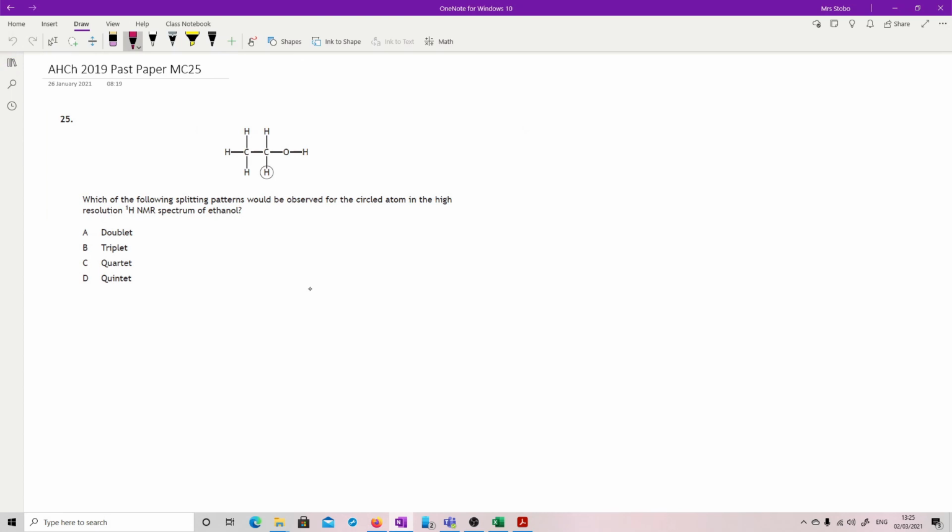Question 25. Which of the following splitting patterns would be observed for the circled atom in the high-res proton NMR spectrum of ethanol? Okay, so this hydrogen is the same as this hydrogen. And this hydrogen environment is next to a carbon with 3 hydrogens next to it. This hydrogen here is not going to interfere because it's got a break at the oxygen. So this one is going to make a quartet. 3 plus the 1 here.